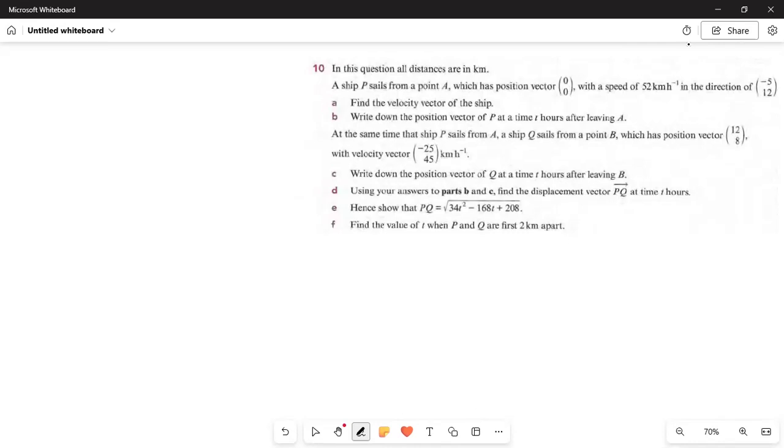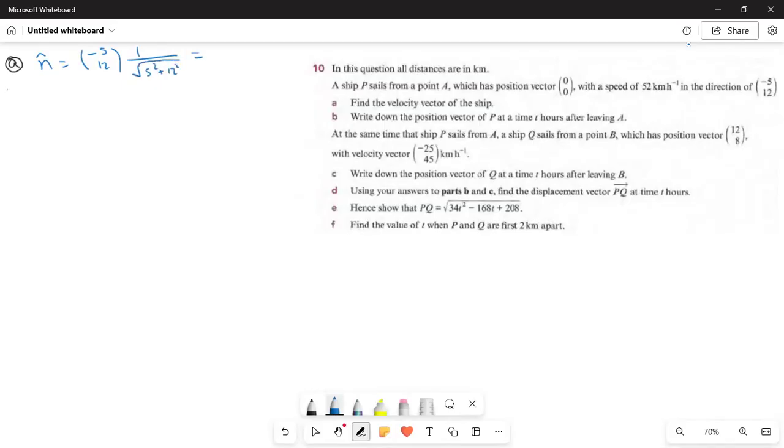So first part, let me change the color. Its speed is 52 kilometers per hour and in the direction of (-5, 12). First of all, I need to find a unit vector in the direction of the speed. For that, I will divide this vector (-5, 12) by its magnitude, and the magnitude is the square root of 5 squared plus 12 squared.